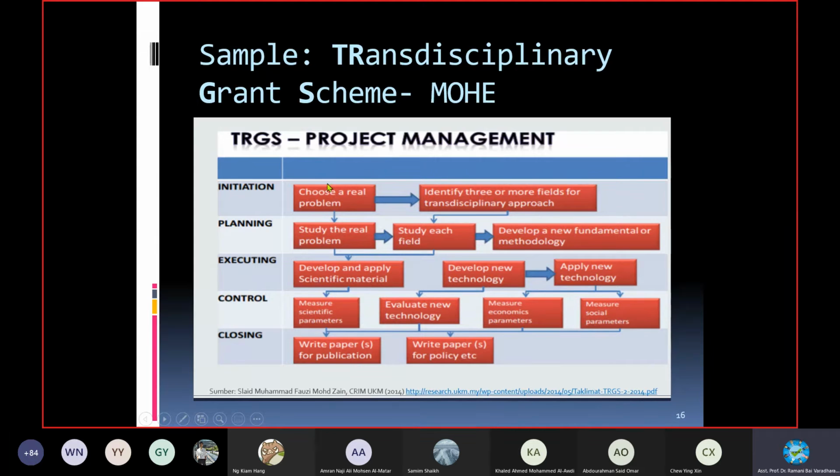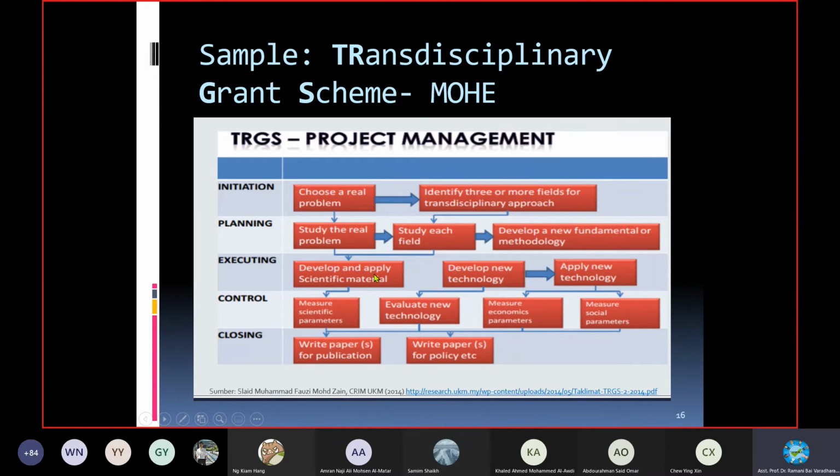In the initial stage, it starts with choosing a real problem and then identifying three or more disciplines. Under planning, study the real problem. So they are interconnected. You can also show the interdependency from the first level to the second level, first stage to second stage, at each and every sub-stage: study the real problem, study each field, develop a new fundamental methodology. With this, the planning is over.